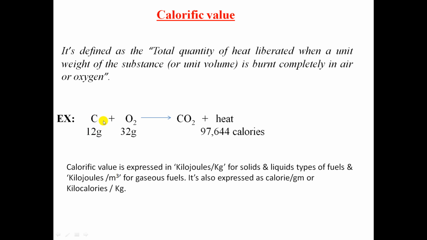When 12 gram of carbon is burnt completely, it releases carbon dioxide and heat energy of about 97,644 calories. Calorific value is expressed in kilojoules per kg for solid and liquid types of fuel. If the fuel is in gaseous state, then it is expressed in terms of kilojoules per meter cube. It is also expressed as calories per gram, or as kilocalories per kg.